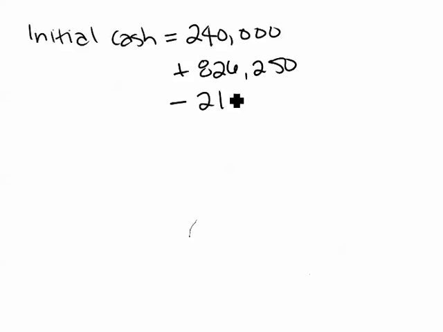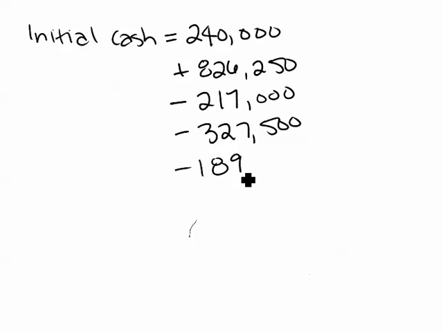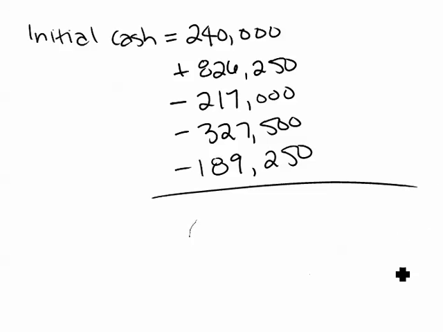Ellen was going to receive $217,000 as part of her fair share. Glenn received all the money in cash since he didn't bid highest for anything. And Mary was going to receive $189,250. So we take the initial estate plus the cash received minus the cash paid out. And that gives our final balance of the estate.